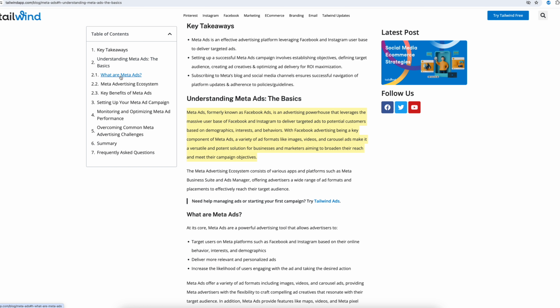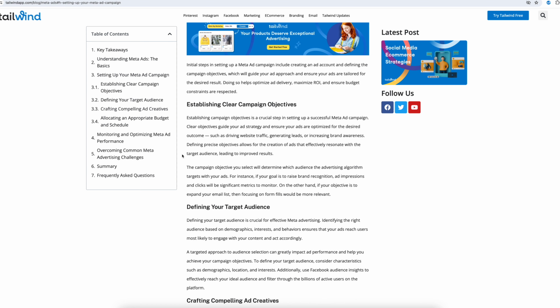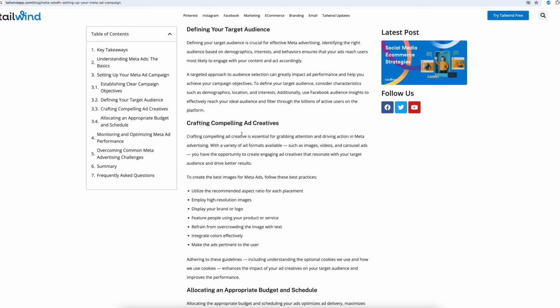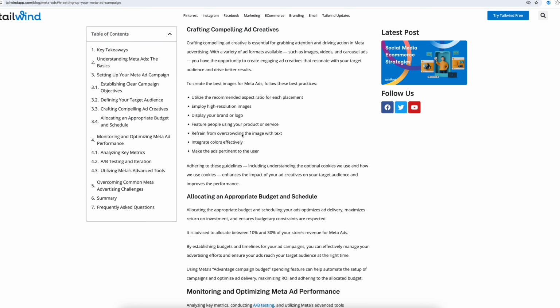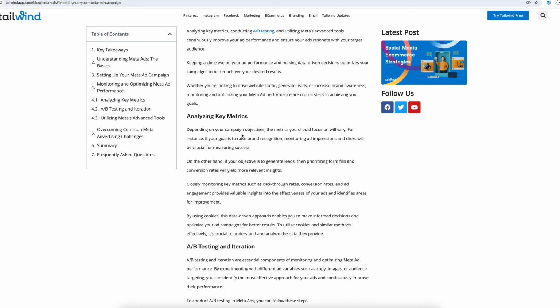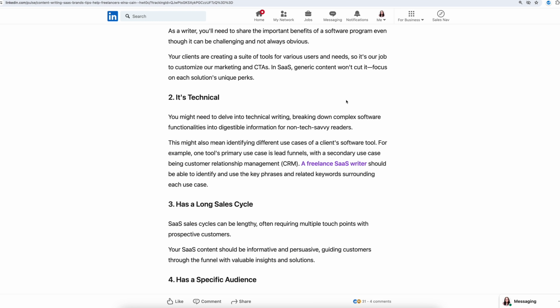So even diving deeper into it, understanding the ecosystem around this strategy, benefits, and then going into more logistical, setting it up. So how do you set this up? Well, you need objectives. You need to define your audience, and then you need to create ads, right? So it's telling me all this stuff, and don't forget to monitor. And it goes into other aspects of this strategy of creating a meta ad. So that's what I mean when it's technical that you break it down. It also means identifying different use cases of a client software tool.